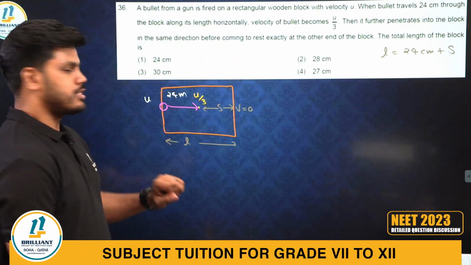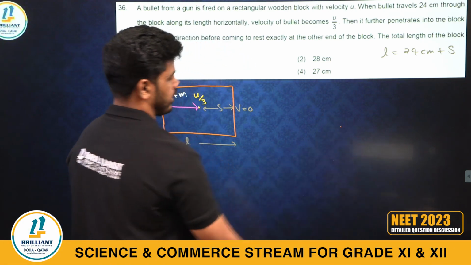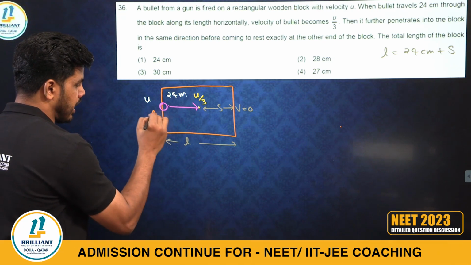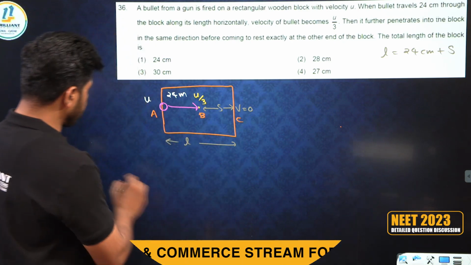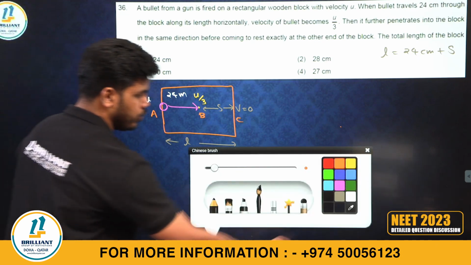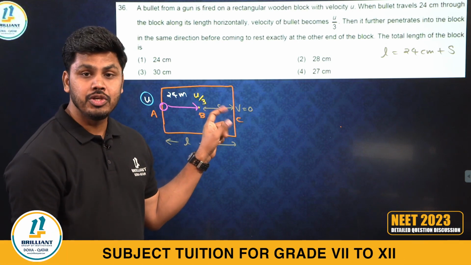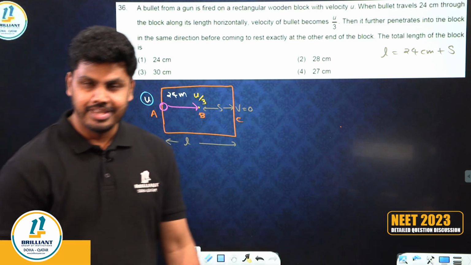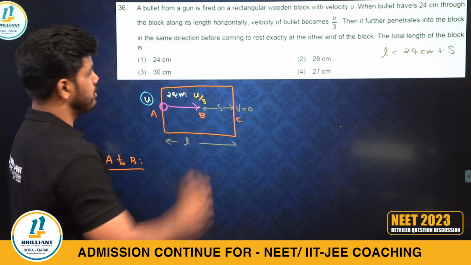Then look at this. We can calculate the deceleration of this bullet from the given information, if you consider the motion from A to B, then later from B to C. For the motion from A to B, what can we find? Initial velocity is u. Final velocity is u by 3. At the point B, it has 1/3 of its initial velocity. What is the displacement? 24 centimeters, not meters, centimeters. That is what the question says.